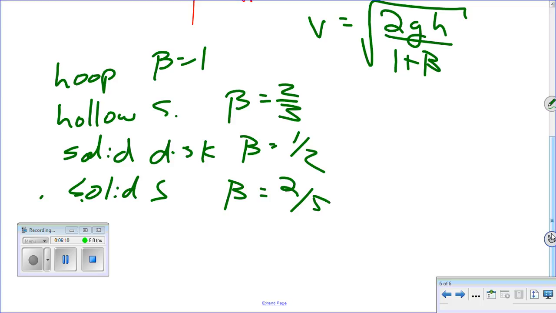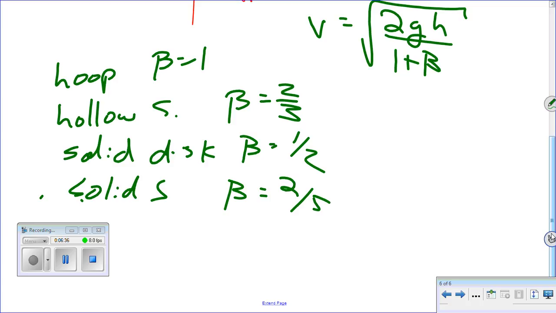Not necessarily, because you could have the solid disk could be super, super huge. You could have, oh wait, no, they have the same mass and same radius. Right. Okay. So that doesn't work. So it's not A.